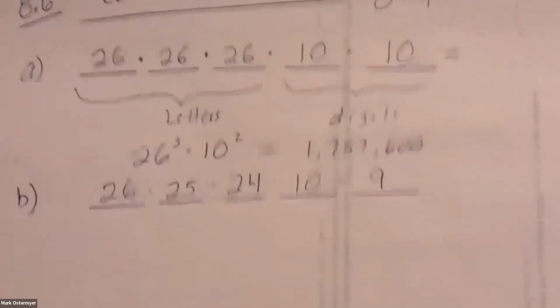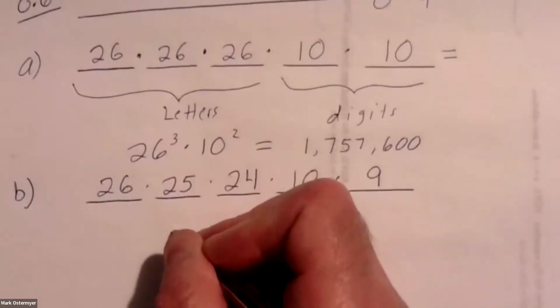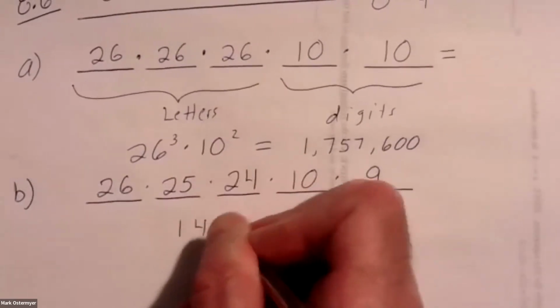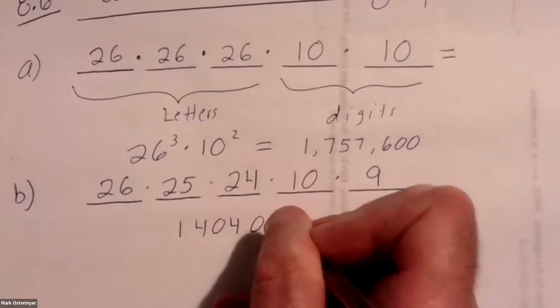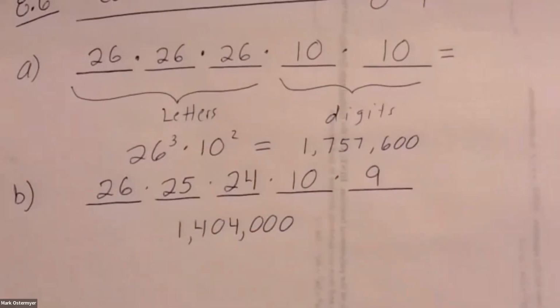Do you think it's going to be more or less? The answer from A. Well, I think it's obvious that it's going to be what? It's going to be less. There's only 1,404,000 passwords possible for this situation where we cannot have repeated letters or digits.